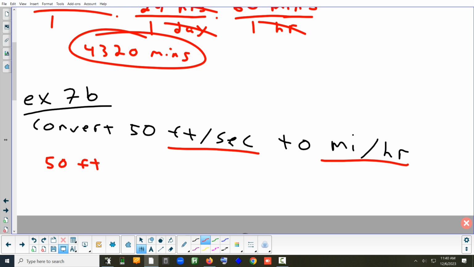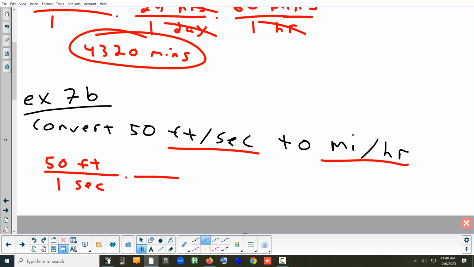So you're traveling 50 feet. And what does that really mean? 50 feet per 1 second. Okay, so we have to convert two different units. Do we want to deal with the length unit first or the time unit? Time. Okay, so we need to get seconds to hours. So let's start with that.